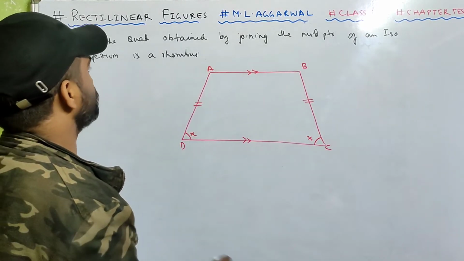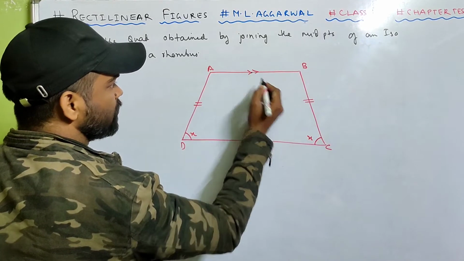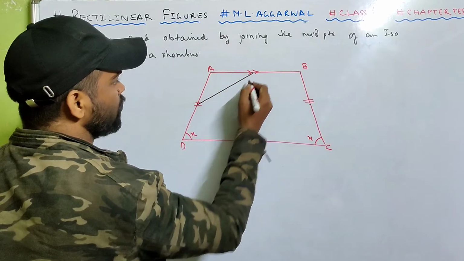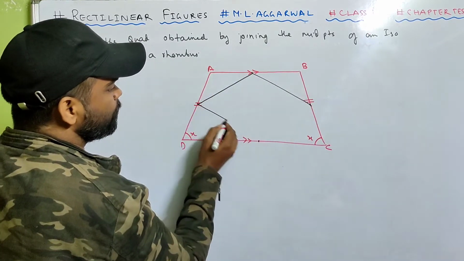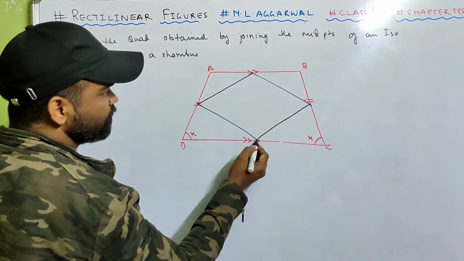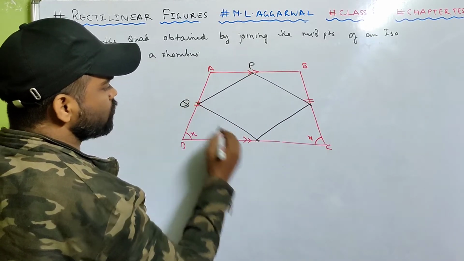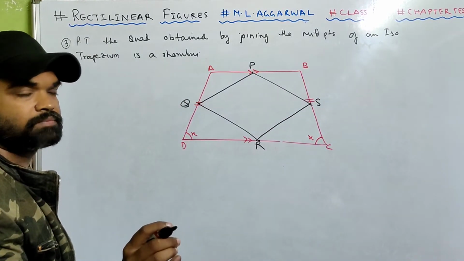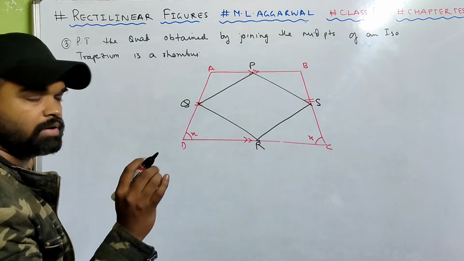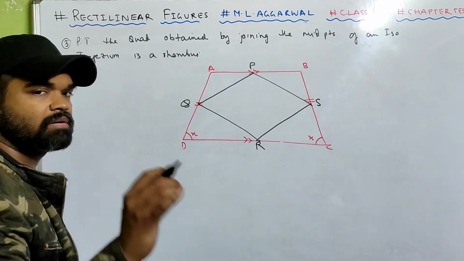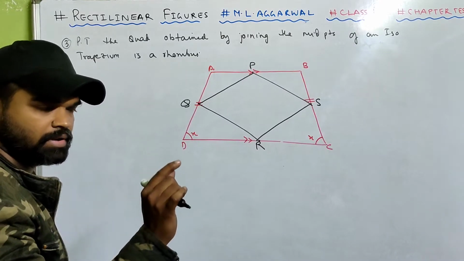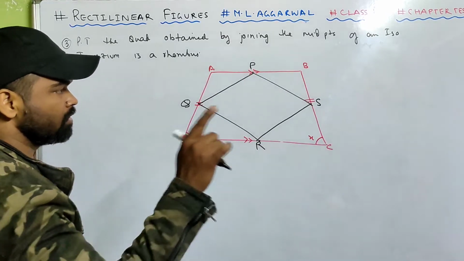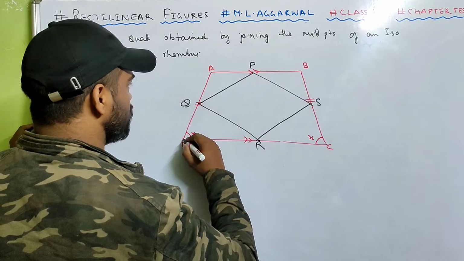Now, what they've told us is joining the midpoints. Suppose here, these are the midpoints. Now I'll join them. So we need to prove that this figure PQRS is a rhombus. Now before proving it's a rhombus, we need to prove that it's a parallelogram, and in a parallelogram, if the adjacent sides are equal, then it's a rhombus. We'll use that logic. Now look carefully. What I'll do, I'll join BD.